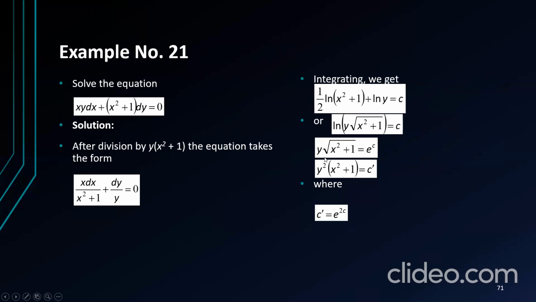So, y times the square root of x squared plus 1 is equal to e exponent c. Okay? So, itong c, palitan mo ng c prime. Constant din yon. Pag in-square mo to, so y squared times (x squared plus 1) is equal to c prime, where c prime is e exponent 2c. So, this is your answer. Diba? Ito.